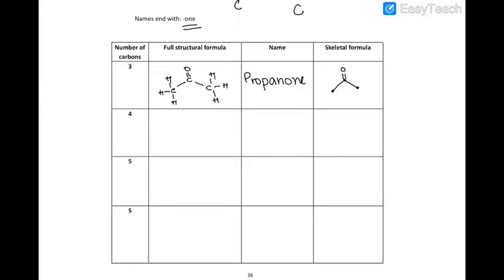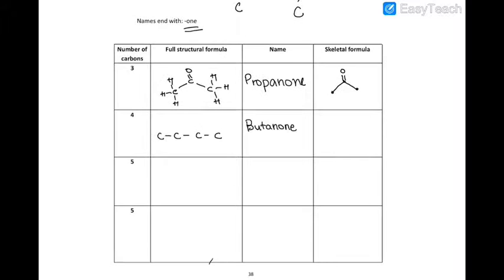Four carbons, butanone. I have the four carbons. You can choose to put the double bond here, or you can choose to put it here. It doesn't really make a difference. It will still be the same, because on one side you will have CH3 and on the other side you will have C2H5. So here is the skeletal formula for butanone.